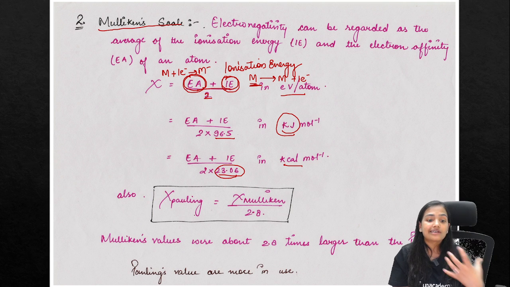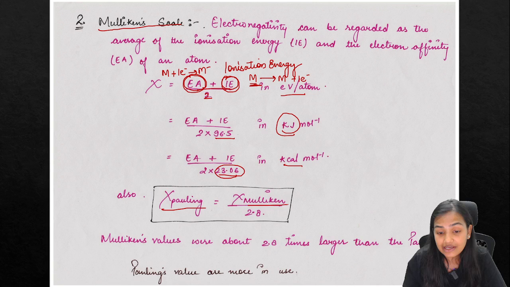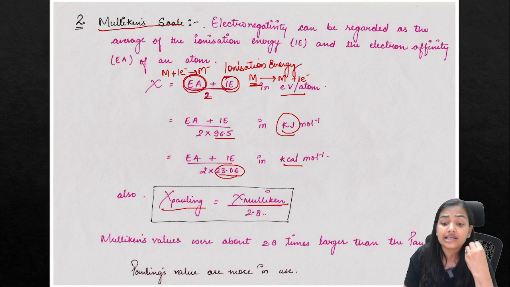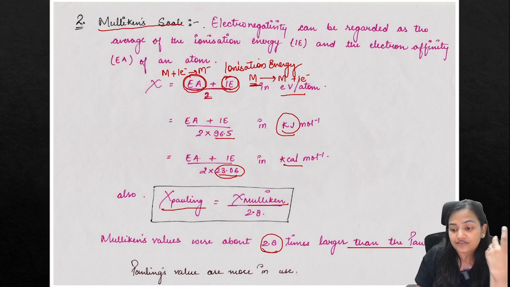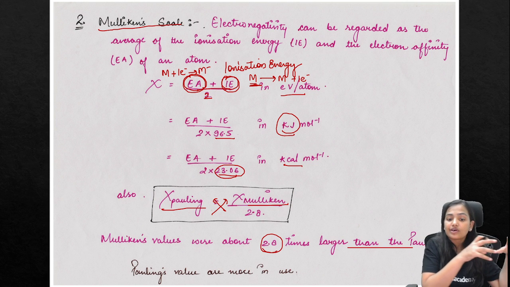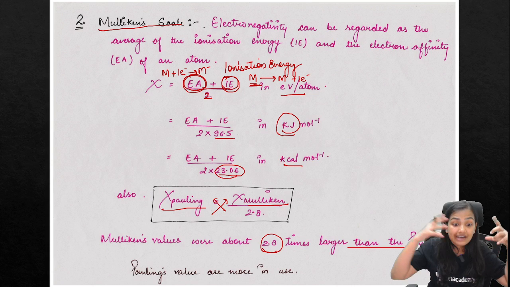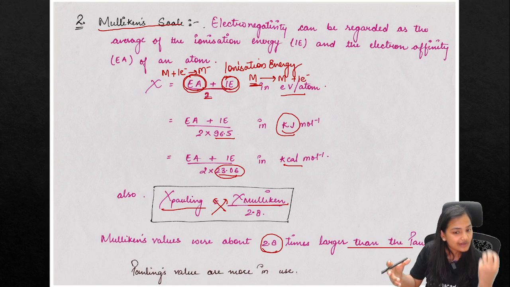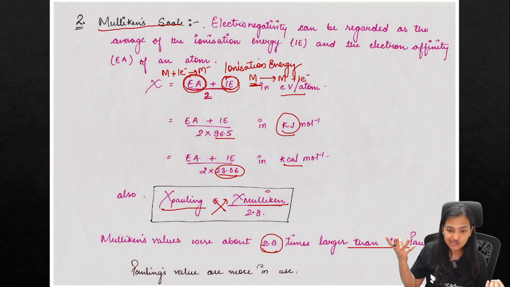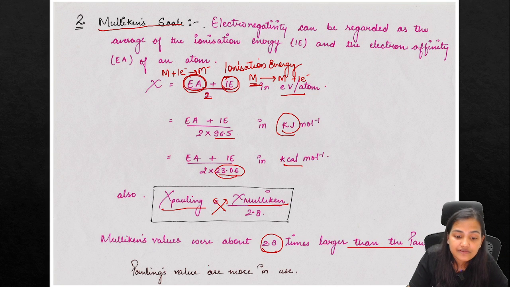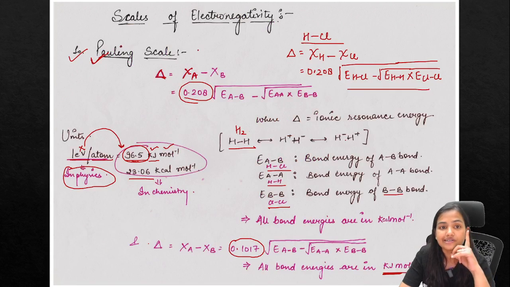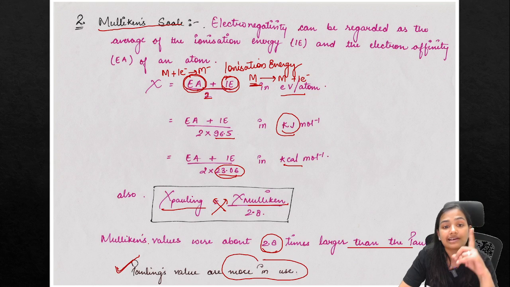When we found the relationship between the Pauling scale and the Mulliken scale, we found that the values given by the Mulliken scale were 2.8 times greater than that of the Pauling. You just do the cross multiplication, you will be able to get it. So Pauling's values are smaller and the Mulliken's values are larger. But guys, let me tell you, out of all those scales, the scale which is more in use is the Pauling scale, the scale that we first took, which is based on the bond energies.